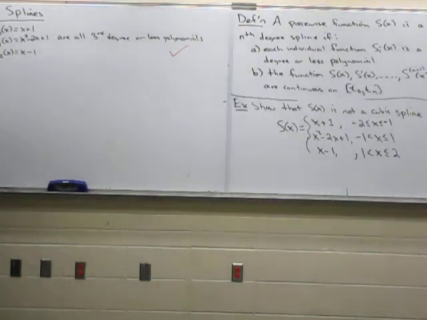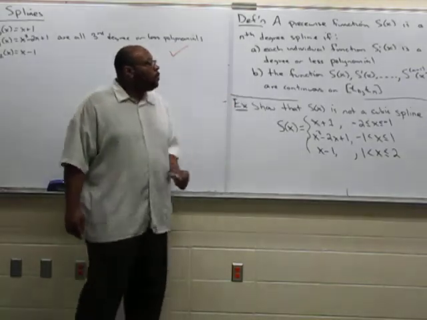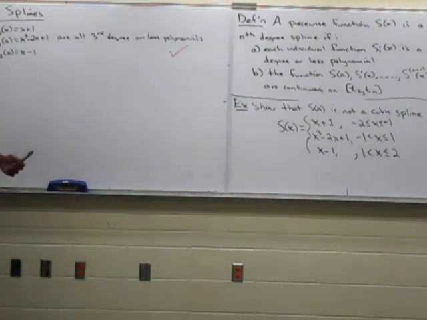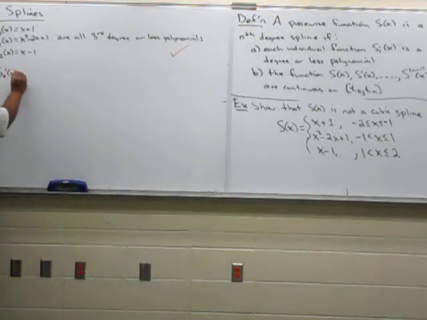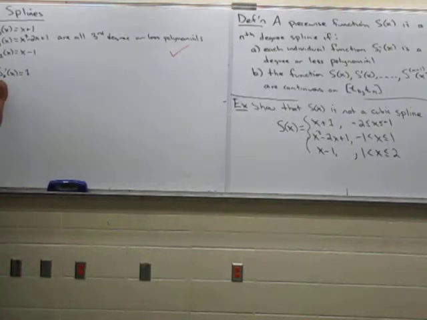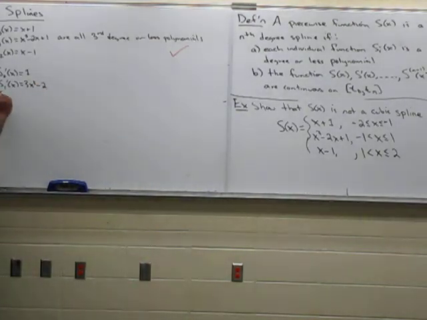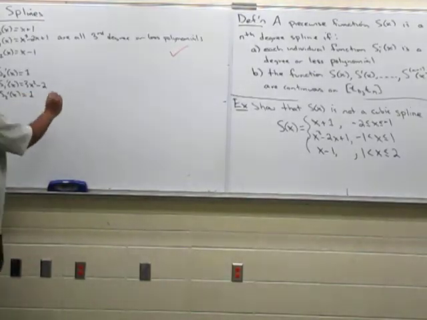The issue must be in B, right? There must be something wrong with B. So either s(x), s prime of x, or s double prime of x. One of these guys is not continuous, or more than one of these is not continuous. To help us with that, let's put down s prime of x. What is s0 prime of x going to be equal to? That's going to be equal to 1. s1 prime of x is going to be 3x squared minus 2. s2 prime of x is equal to 1. S double prime, let's put that one as well.